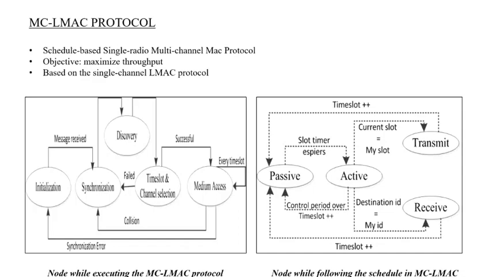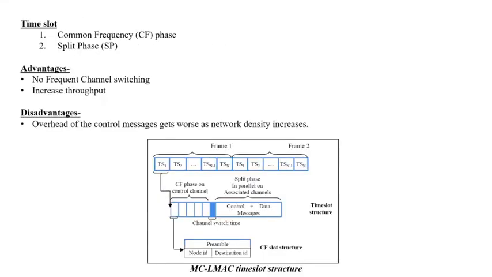Here, a time slot consists of a common frequency phase and a split phase. In the common frequency phase, all nodes switch to the common control channel to address their destinations and to be informed whether they are addressed in the current slot. In the split phase, senders and intended receivers switch to the channel on which data and control message transmission will take place. Here we can see the slot structure of MC-LMAC.